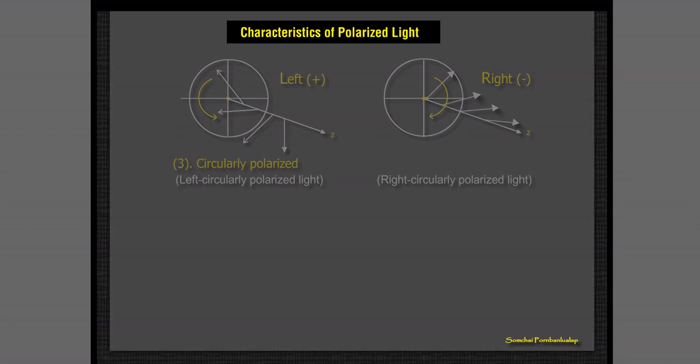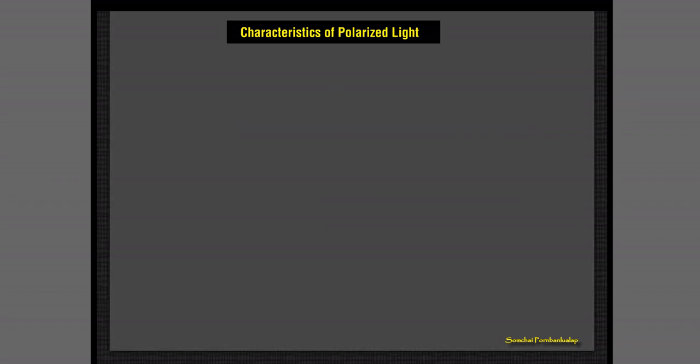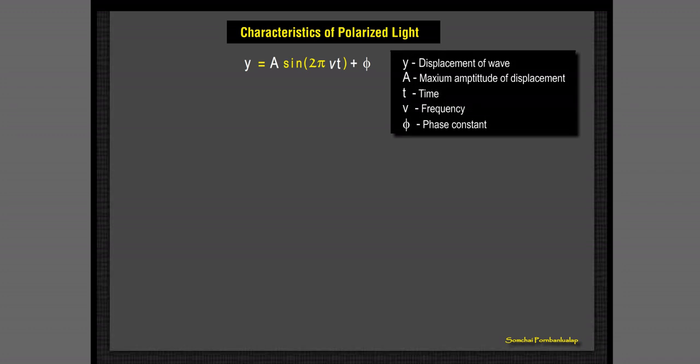To understand polarized light, one needs to familiarize oneself with the wave equation. As a wave, the motion of light can be described by the equation y is equal to a, multiplied by sine of 2 pi nu t plus phi, where y is the displacement of the wave, a is the maximum amplitude, t is time, and nu is the frequency. One way to interpret and visualize this wave equation is as follows.